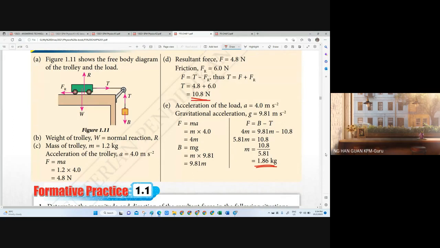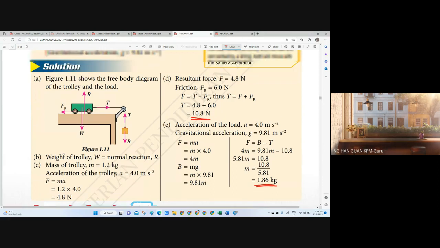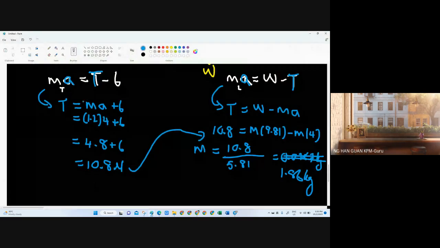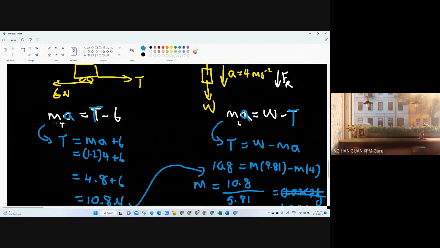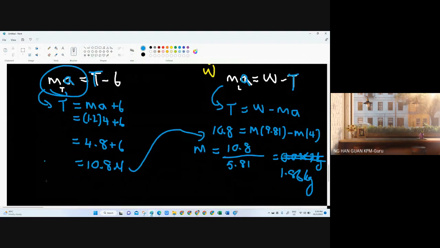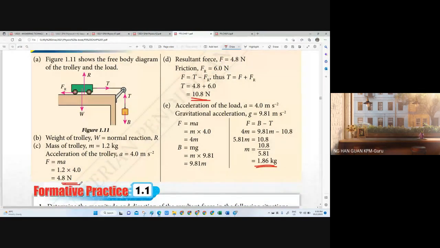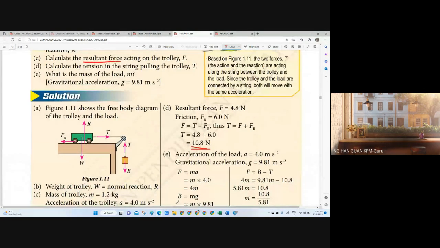The only difference is when it asks about part C. C is the resultant force acting on the trolley. If you're asking about the resultant force on the trolley, then the resultant force will be equal to MA. With the mass 1.2 multiplied by the acceleration 4, the resultant force is equal to 4.8 Newton. So that is the answer for the resultant force, 4.8 Newton. Hopefully you learned to solve it this way.